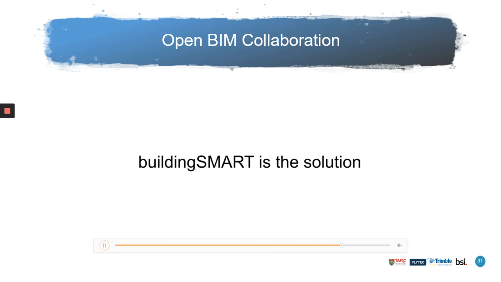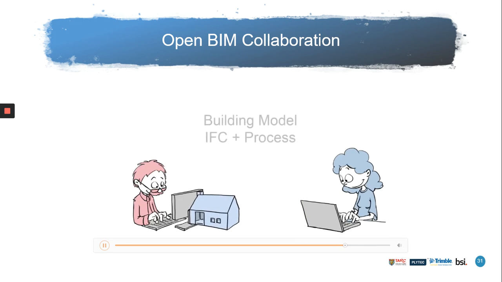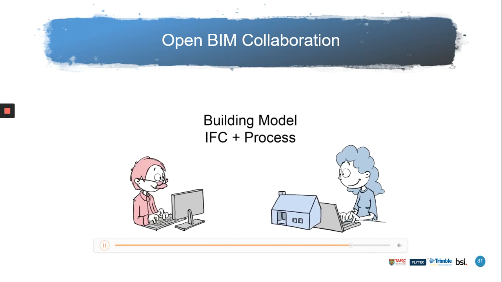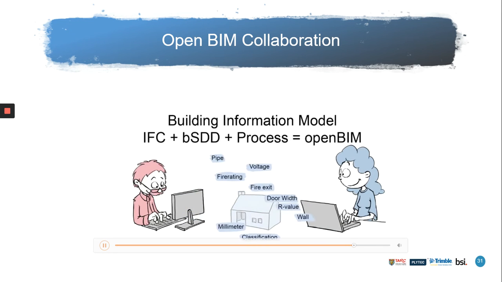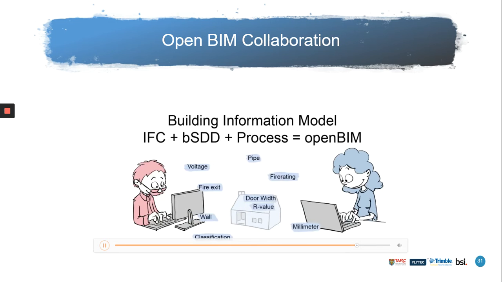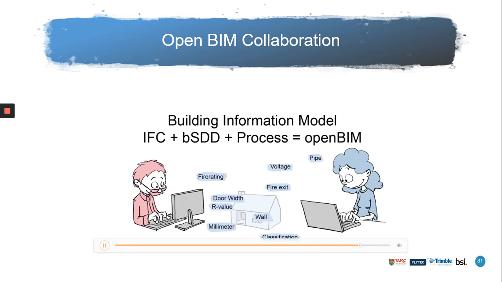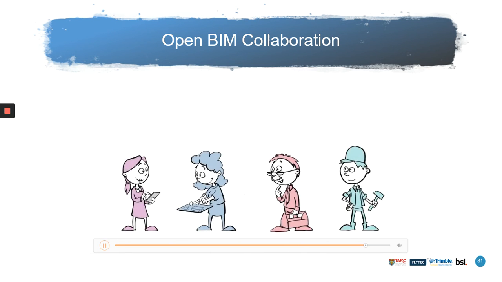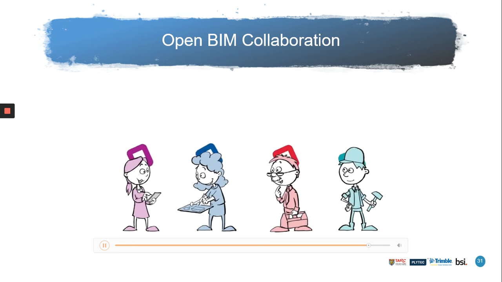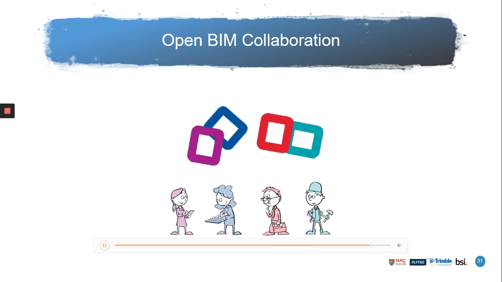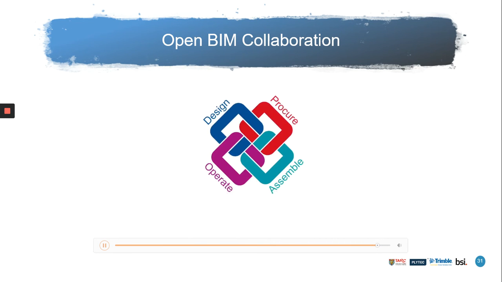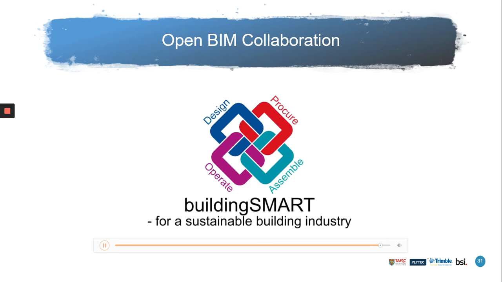Building Smart is the solution. Building Smart's IFC format exchanges geometry and object information. IFC exchanges the building model. Building Smart Data Dictionary standardizes all types of entities, properties, and classification. The data dictionary ensures that all software understands the information in the building model. This is how we make the building industry work more efficiently and produce more resource-efficient solutions. We need to document and share all information by one open format using one standardized terminology. That is Building Smart. Building Smart for a sustainable building industry.